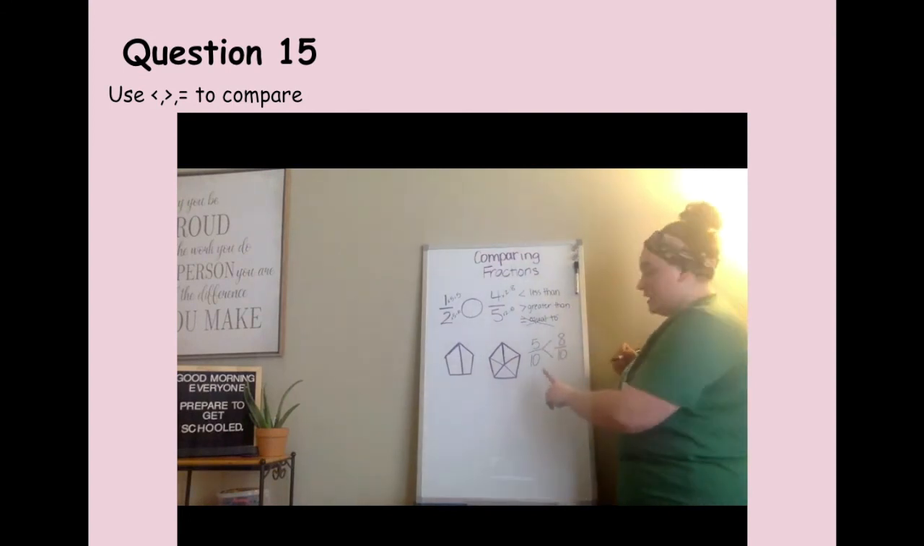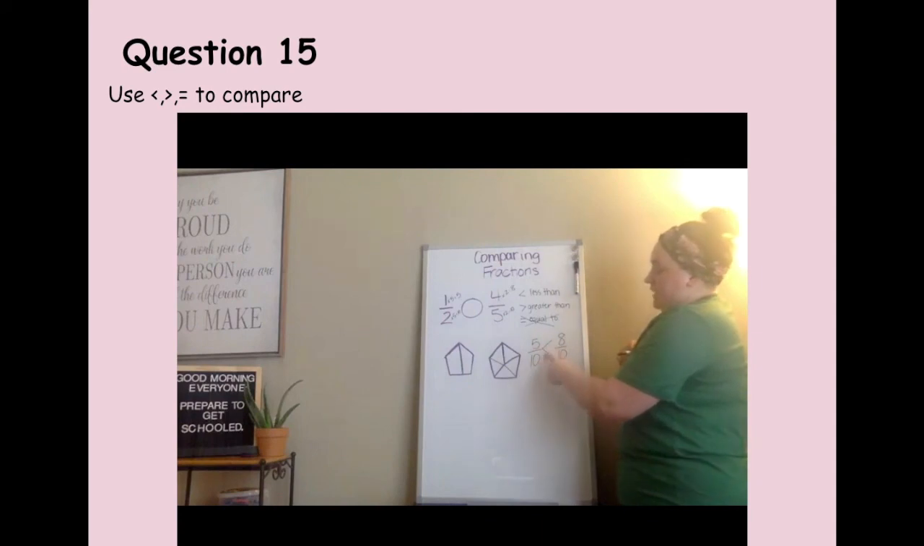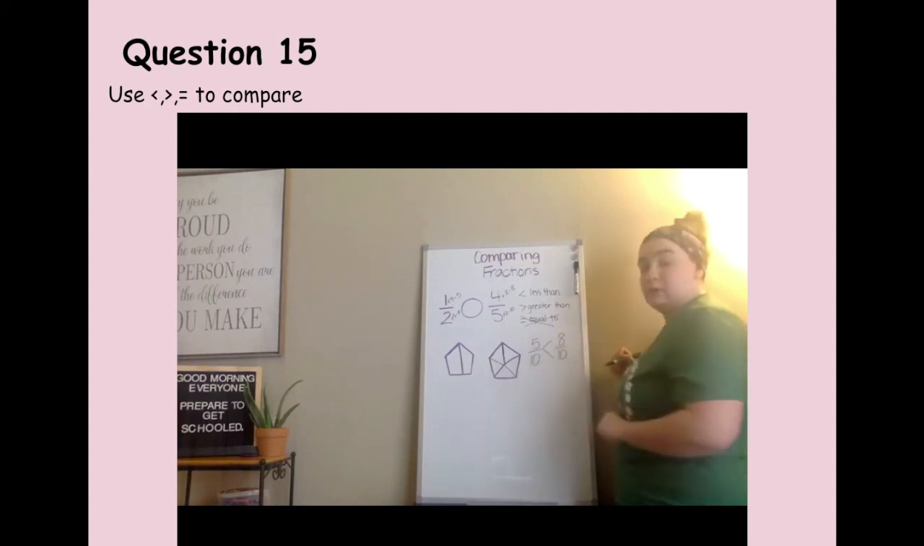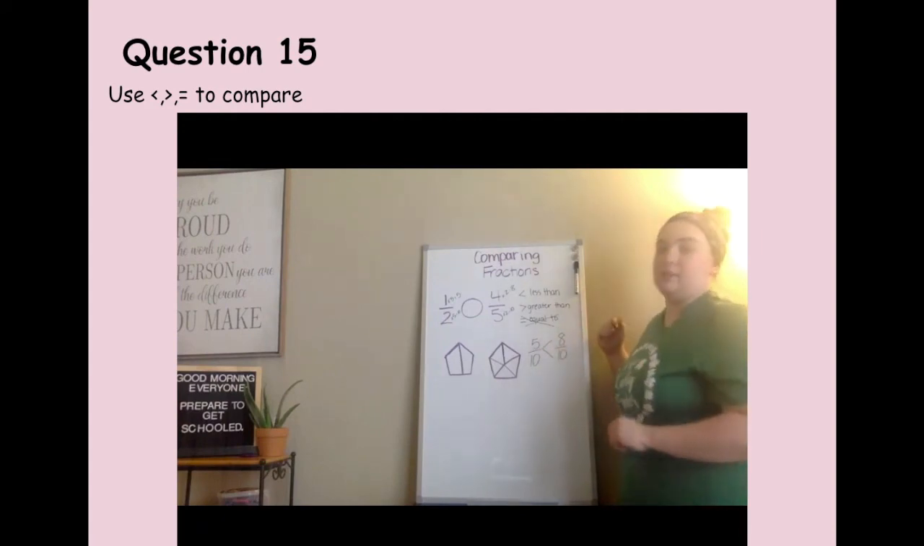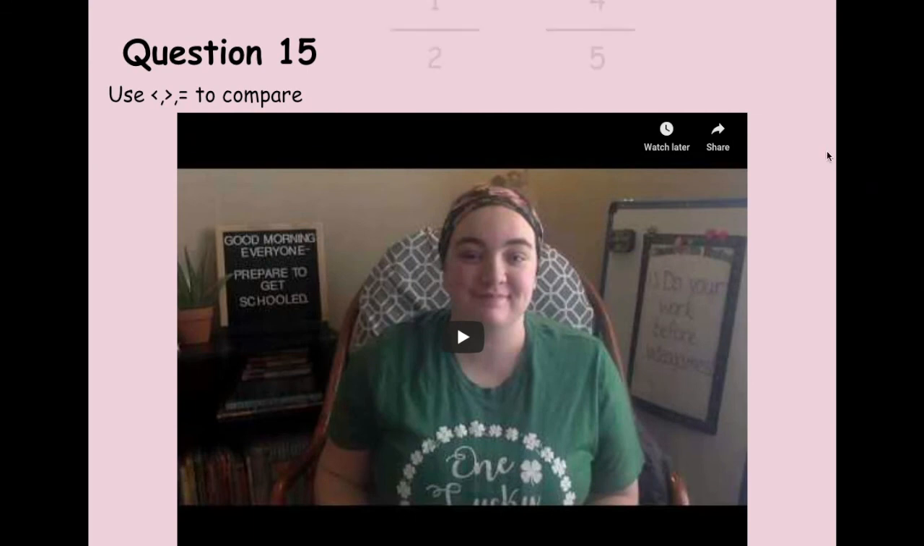Okay, if we read this as a sentence, it would be 5/10 is less than 8/10, because our mouth needs to be open towards the larger number, just like if we were comparing numbers earlier in the year. Okay, so 1/2 and 4/5 are two numbers. So 1/2 is less than 4/5.